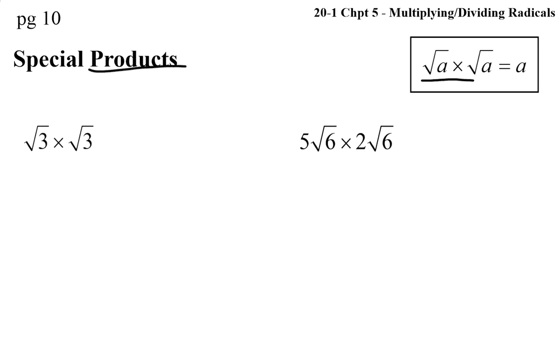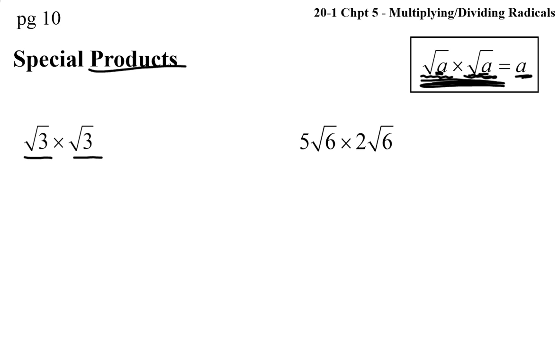2 situations. Here's your first one. Root A times root A. When you have a radical times a radical with the same radicand, your answer is just the radicand. If you can learn to recognize that, these calculations become really quick and easy.